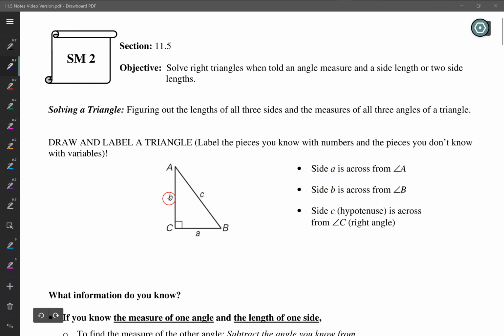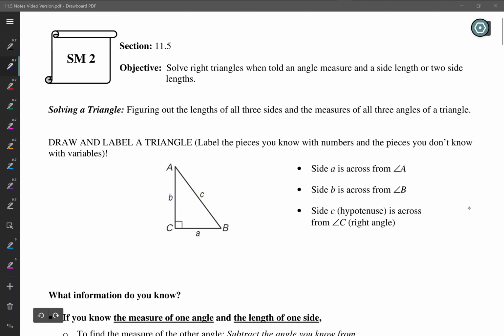Side lowercase b is across from angle big B. And side little c is always the hypotenuse, and that's always across from angle C, which is the right angle. So little a is across from big A, little b is across from big B, little c is the hypotenuse, and that's across from big C, which is the right angle.